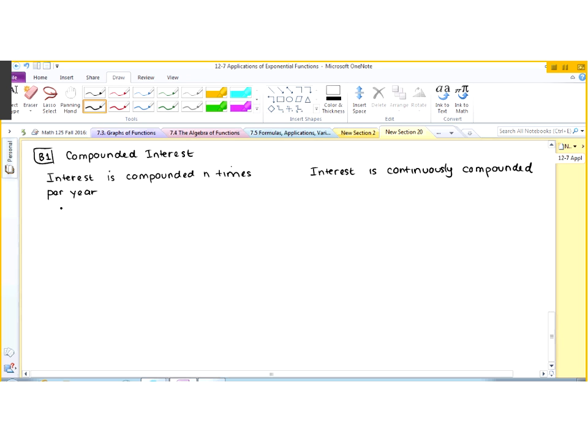Alright, so if it is compounded n times per year, then the formula is A is equal to P(1 + r/n) raised to the nt. This is the formula. Now let's talk about what P is. P is the principal.